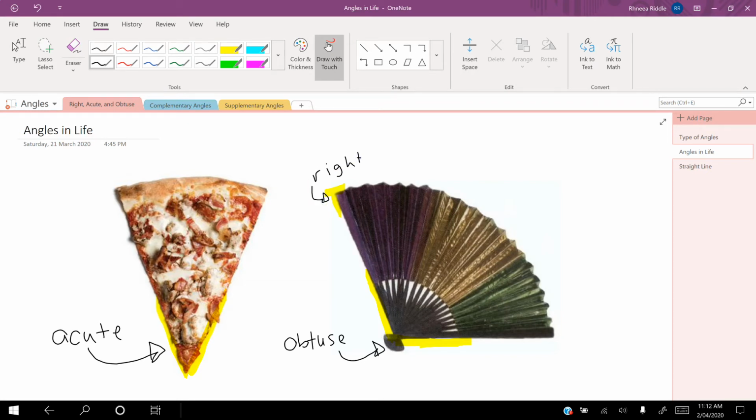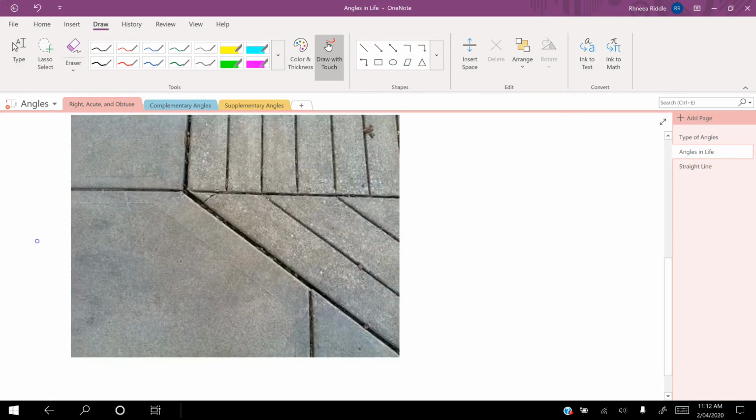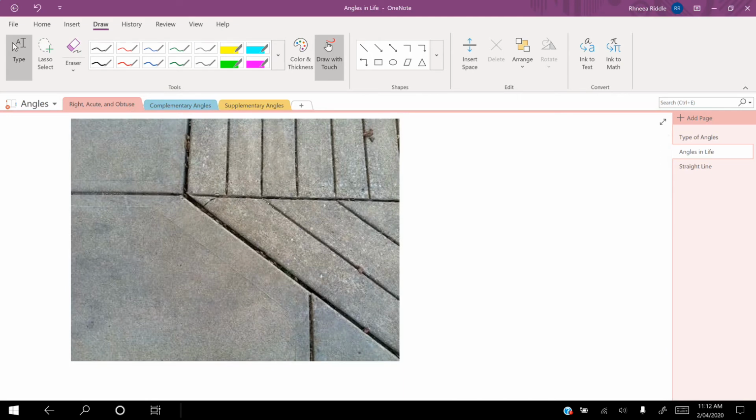So even though we have an object with an obtuse angle, we can also have an object that has multiple different kinds of angles in it. So let's go down, and I want y'all to pause the video here and try this one out. There are many different angles here, so I want y'all to decide which ones you think are obtuse, right, and acute. And I want you to label how many you think there are.